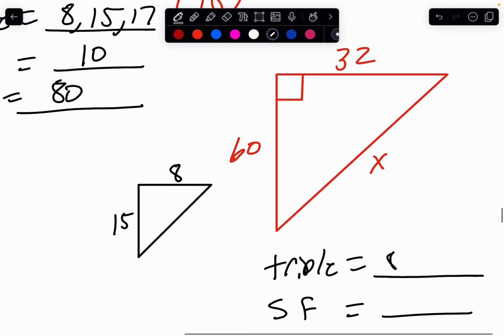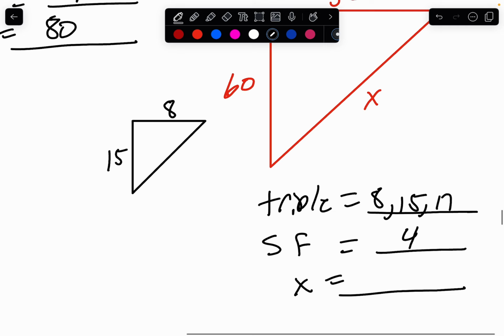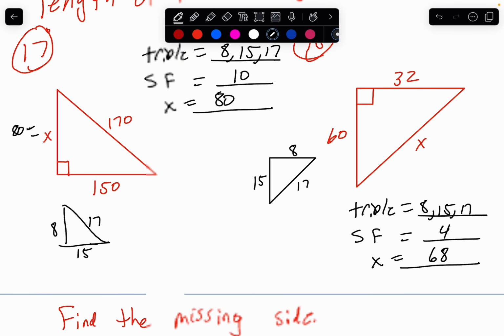Well, see, I made this quickly, and I used the same triple both times. Oh, well. But this would be 17. 17 times 4 would be 40, plus 28 would be 68. So this missing side would be 68.